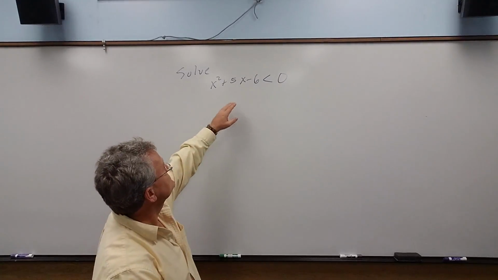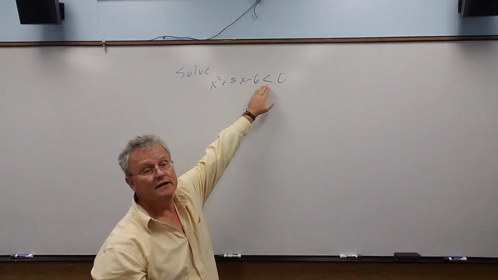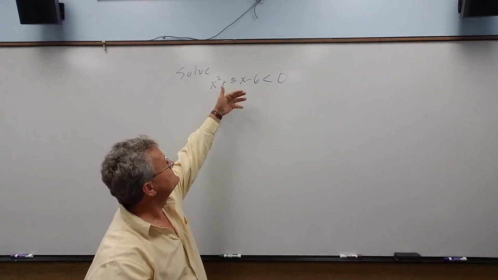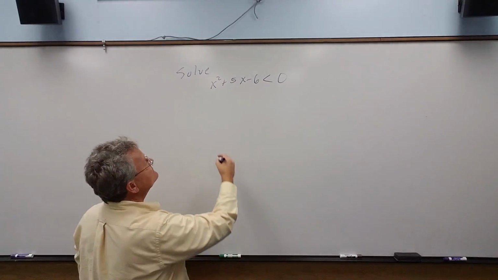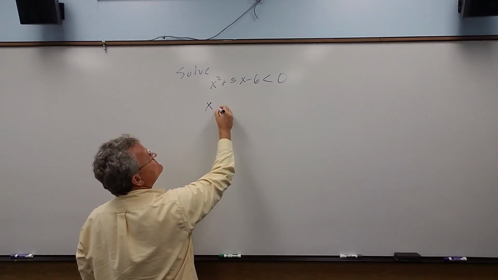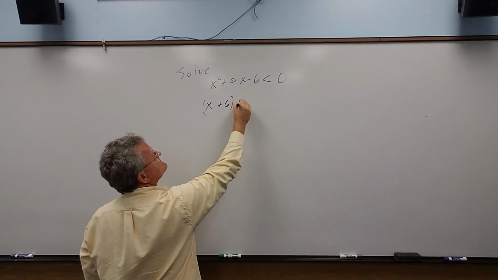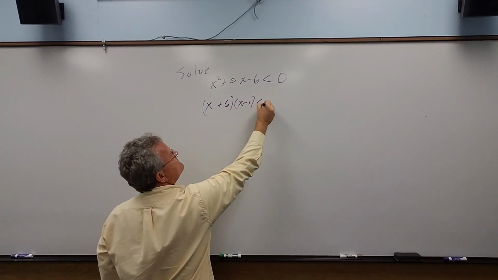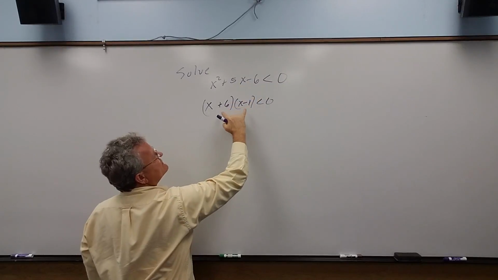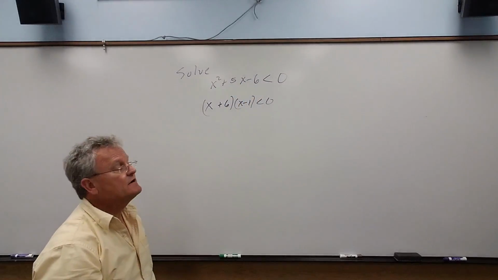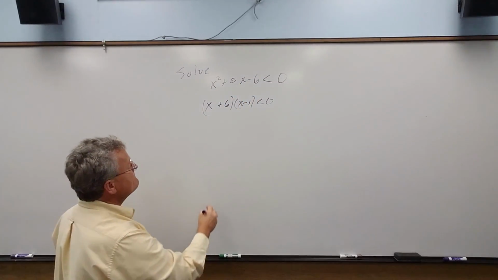Okay, so now what we're going to do is we're going to solve a quadratic inequality. And so what we do here is we factor, and we factor this. Our two numbers are positive 6 and negative 1. They multiply to negative 6, but they add to 5. So that's the correct factored form.